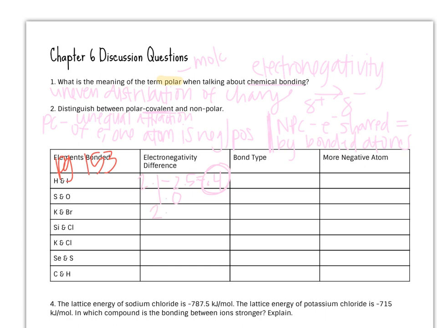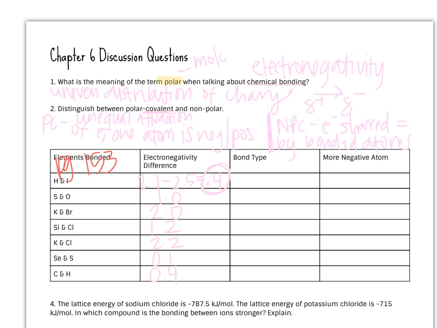If you need help figuring out how to get these numbers, just go to that page in your book and ask me for help and I can help you. It's literally just the difference in electronegativities.